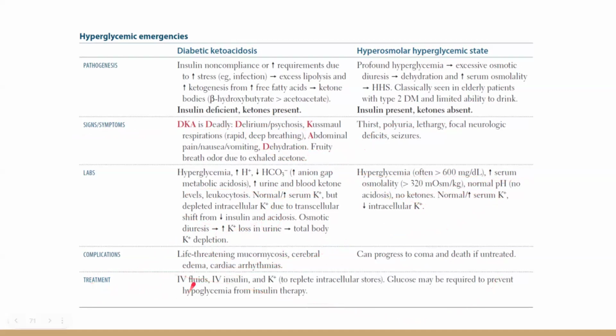In both of these, you have the treatment of IV fluids, IV insulin, potassium ions to replete intracellular stores, and glucose may be required to prevent hypoglycemia from insulin therapy.